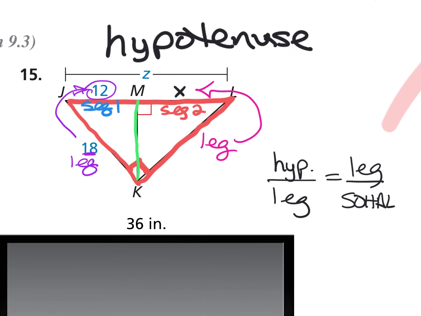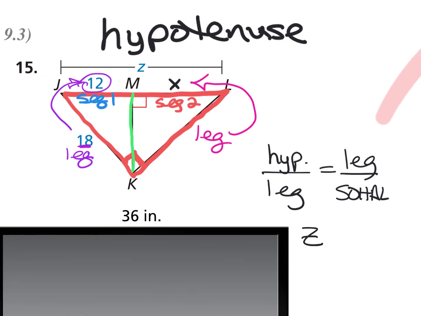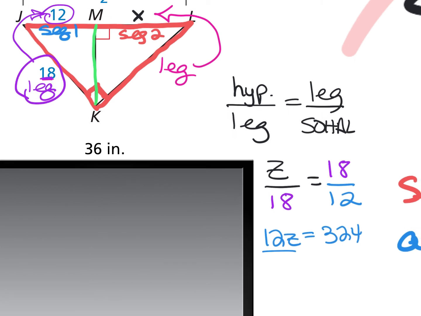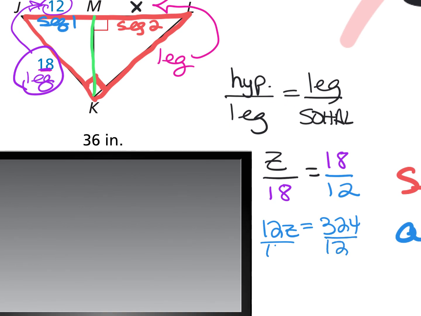So the numbers I would have put in here, my hypotenuse was Z. The leg that I have information about is the purple one here, which is the 18. And then remember, its SOHAL was the 12. And then this one, you're not having to square root the answer because all we're going to do is cross multiply here. 12 times Z, 18 times 18 gives me 324. And then when I divide 324 by 12, I get 27. So the length of my hypotenuse here is 27.